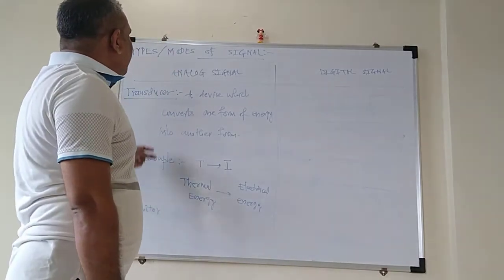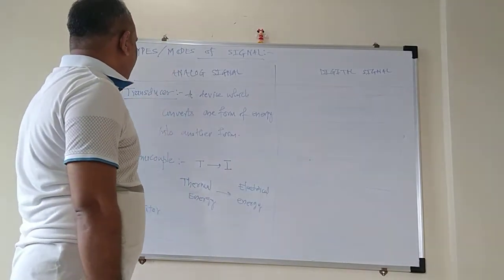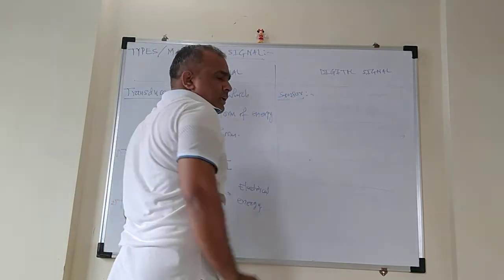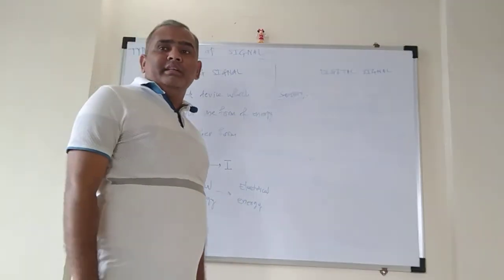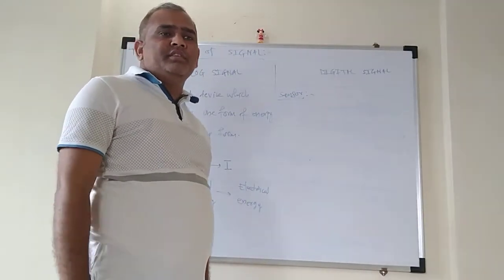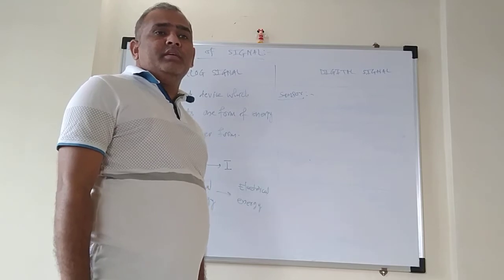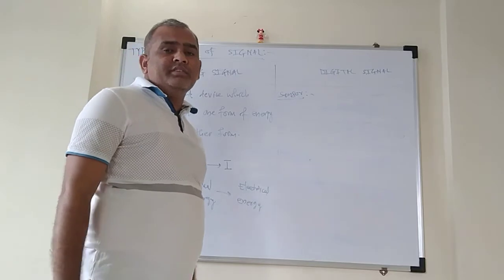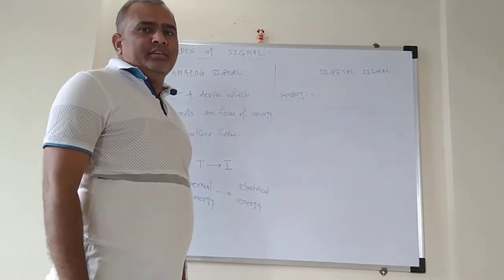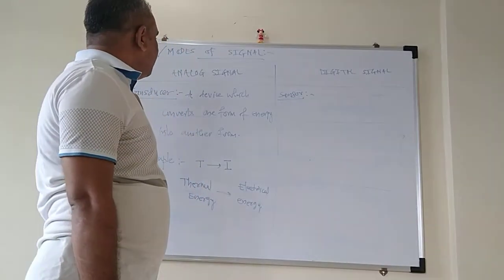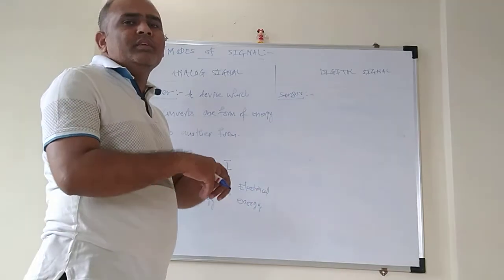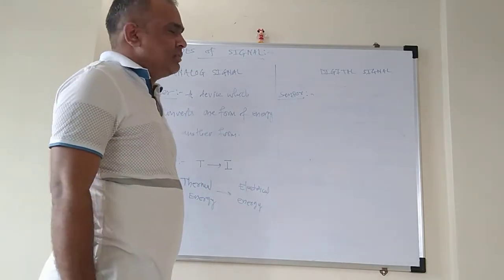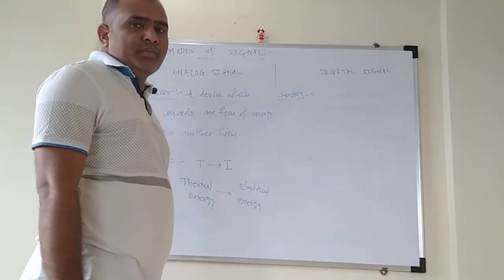Fine. So we need a transducer as well as sensors. Now what do you mean by sensors? A sensor is a sensing device which senses a change in various physical quantities surrounding it. It is called a sensor. A sensor senses a change in physical quantities and gives information to another device. That is called a sensor. So I can say a sensor is an information provider.